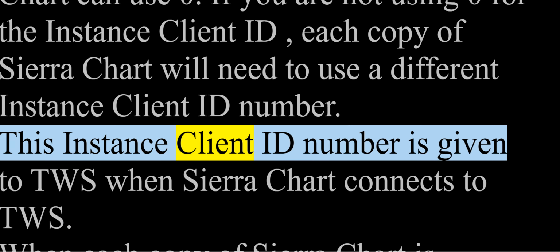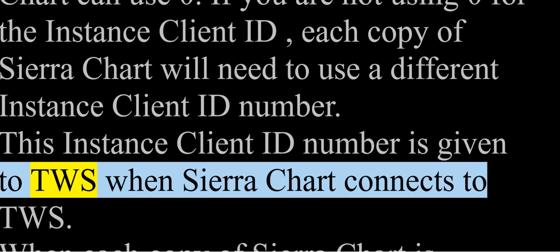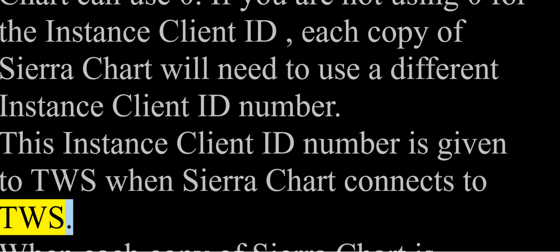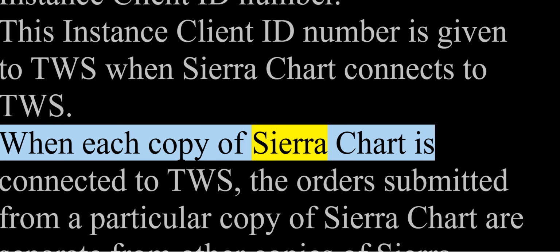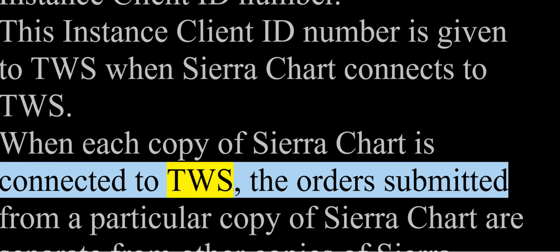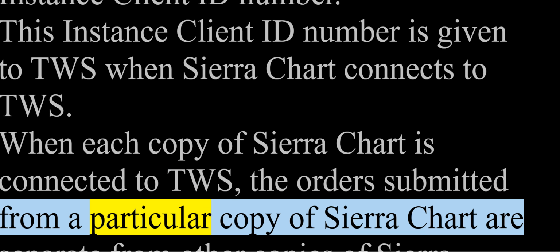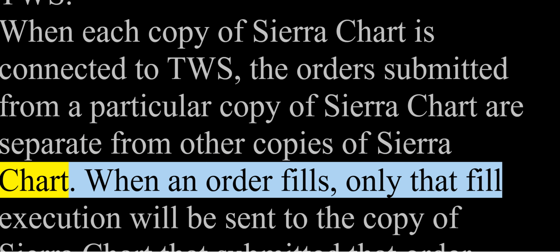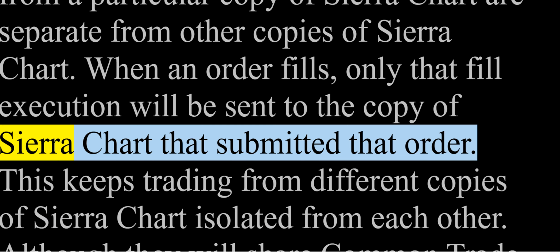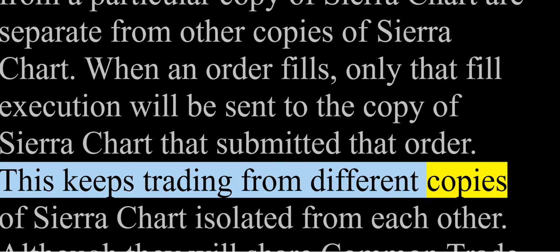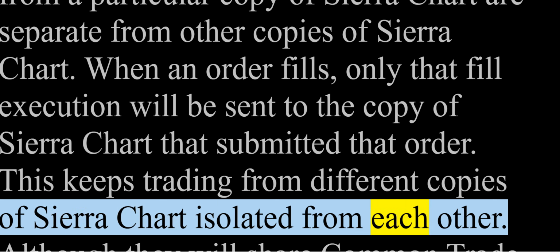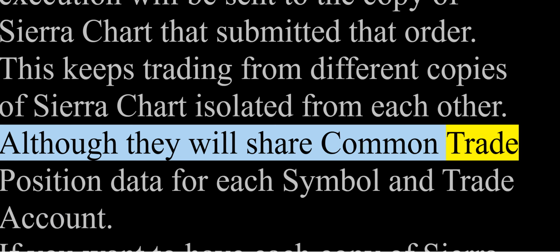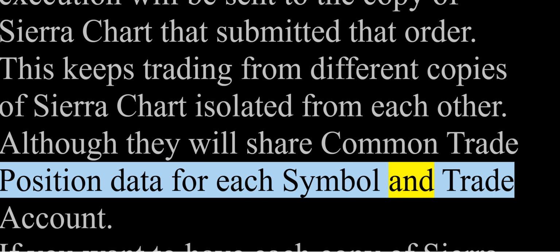This instance client ID number is given to TWS when Sierra Chart connects to TWS. When each copy of Sierra Chart is connected to TWS, the orders submitted from a particular copy of Sierra Chart are separate from other copies of Sierra Chart. When an order fills, only that fill execution will be sent to the copy of Sierra Chart that submitted that order. This keeps trading from different copies of Sierra Chart isolated from each other, although they will share common trade position data for each symbol and trade account.